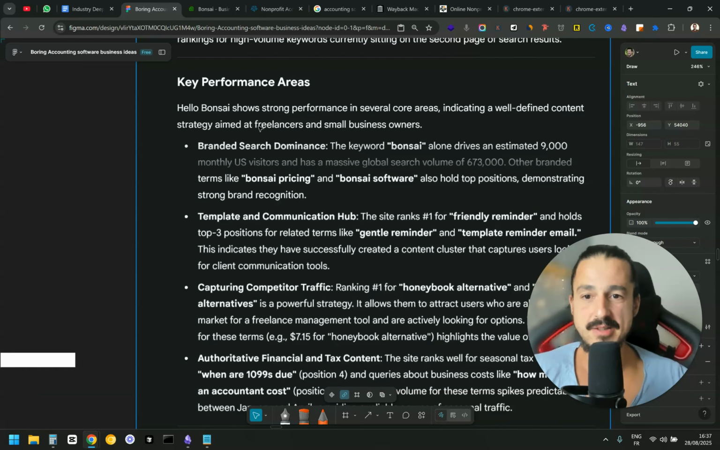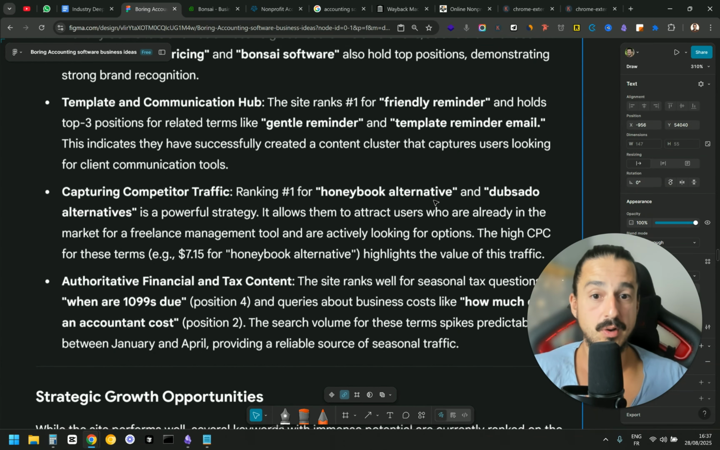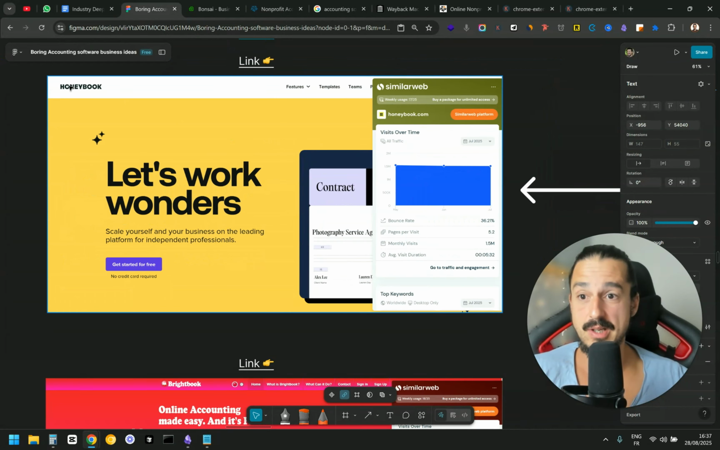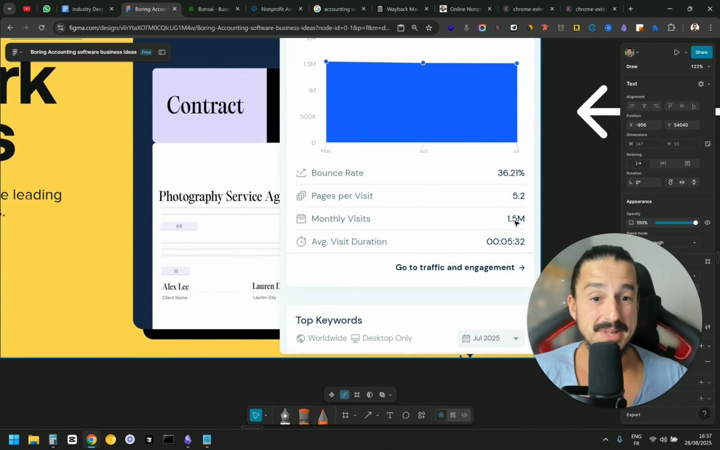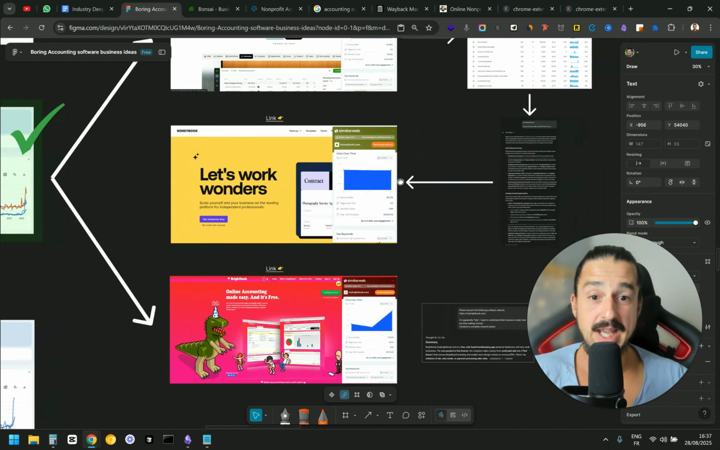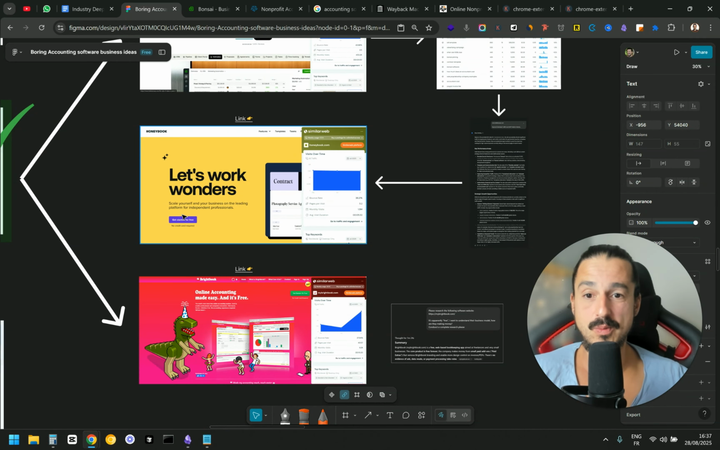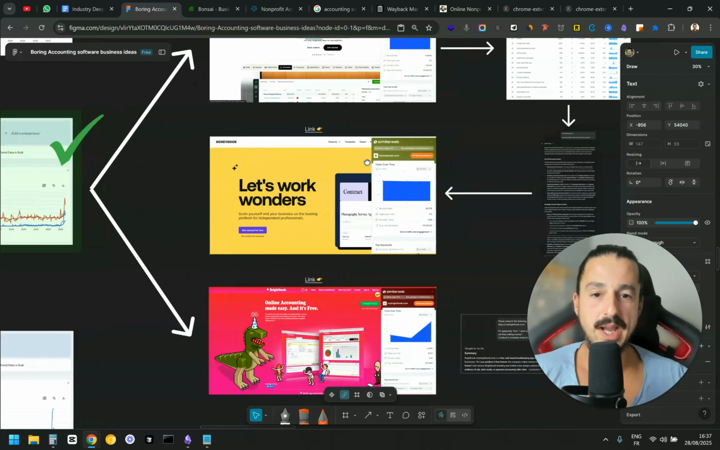It started talking about different competitors, for which it should rank for Honeybook alternative. And I was like, Honeybook, what's that? Turns out Honeybook is the biggest tool for accounting for freelancers and independents. And they have 1.5 million visits per month. Last time someone corrected me, so it's visits per month, not visitors. So at this point, this was for me a confirmation.